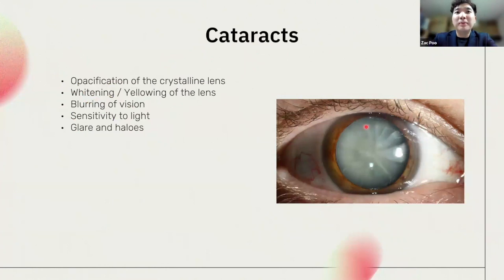So your lens will be very, very cloudy like this, okay? So it can be yellowish or even whitish. So it's a whitening or yellowing of the lens, and it will cause blurry vision. You will have sensitivity to light, and also you will see glares and halos. So all these are different signs and symptoms that you may see.